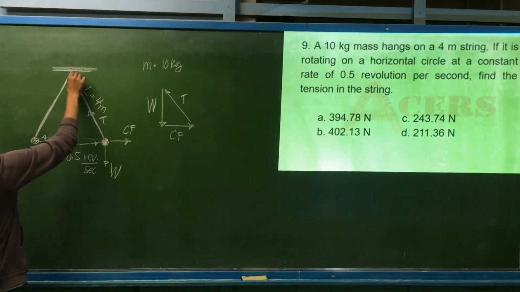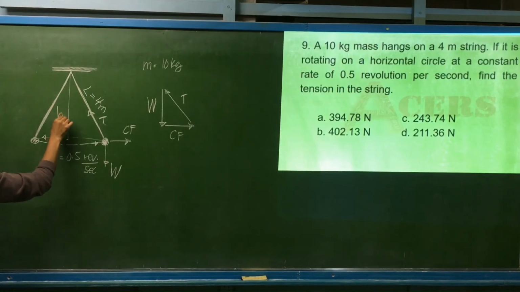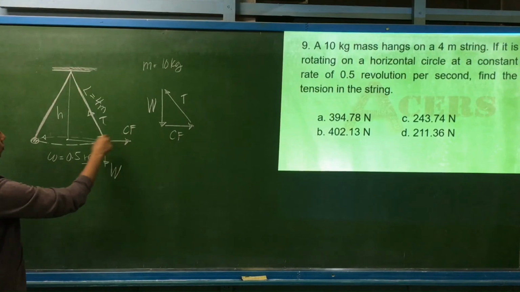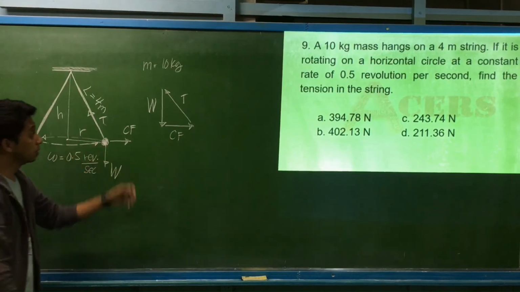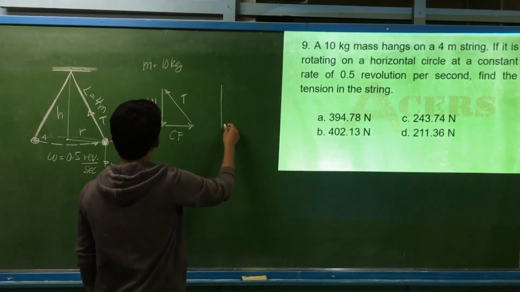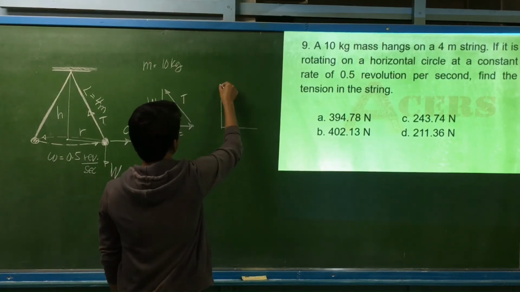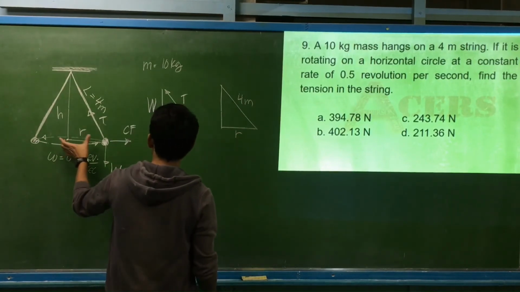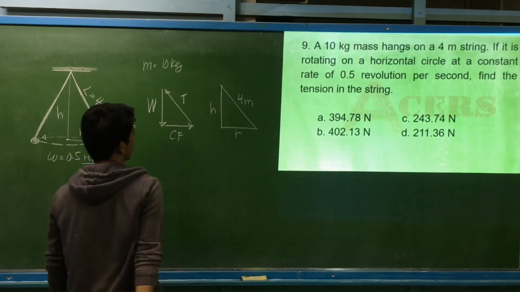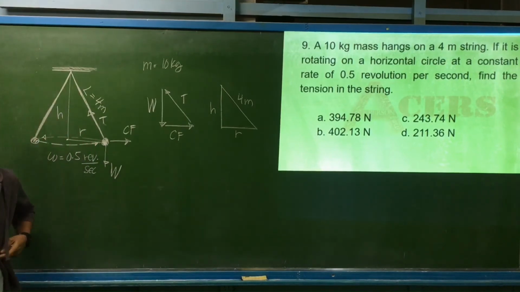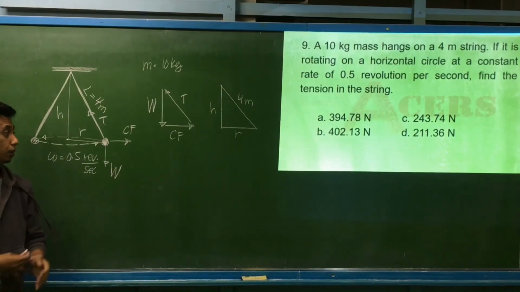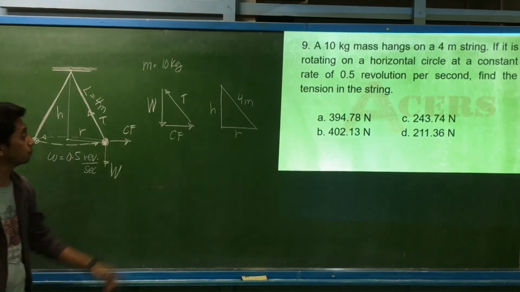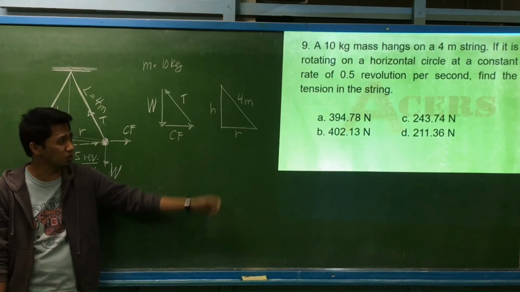So the problem is, we don't know the height of this conical pendulum. The radius of the circular motion is also not given. If we form the triangle for these dimensions, we have the 4-meter string, we don't know the radius, and we don't know the height. So how do we compute for the tension? We don't have the angle, so we cannot use either sine or cosine.